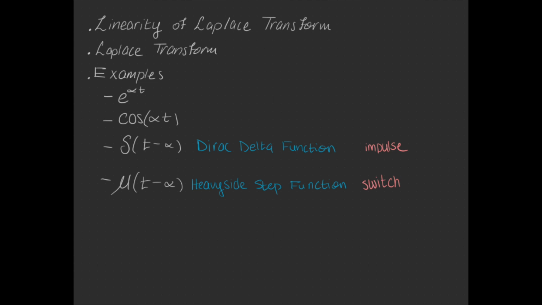So we're going to start off with the linearity of the Laplace transform, then show what the Laplace transform actually is, and then we're going to apply the Laplace transform to a few functions. So we're going to do e to the alpha t, cosine of alpha t, and then we're going to apply the Laplace transform to the Dirac delta function, which models impulses, and then the Heaviside step function, which could be thought of like delays or switches.